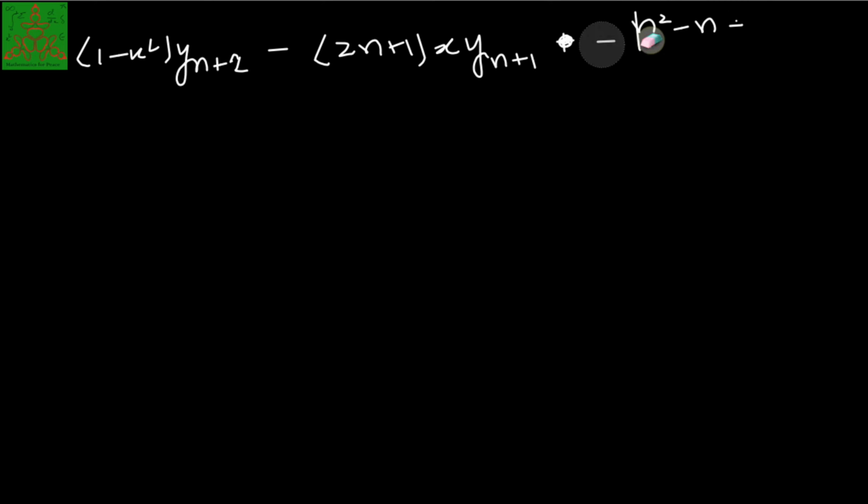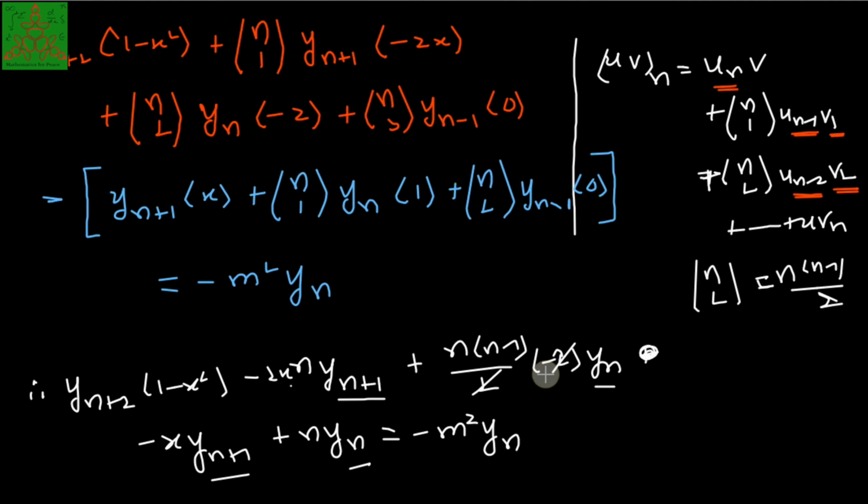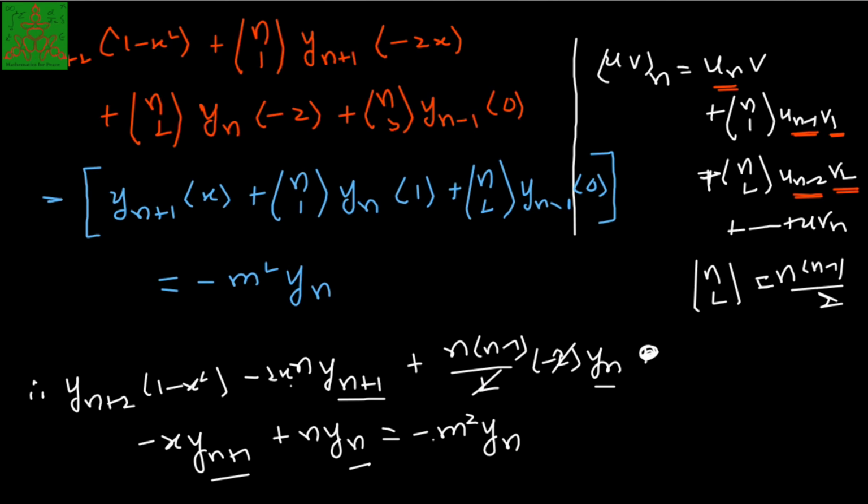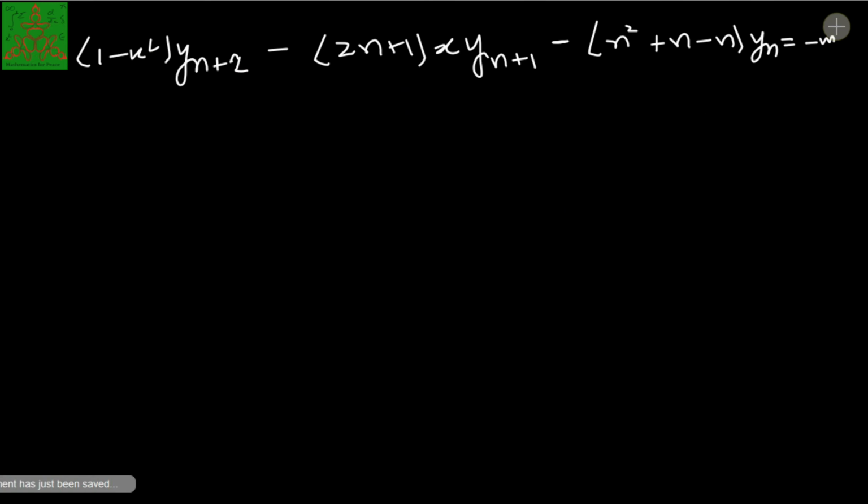So let me write down again. So this minus sign, if I take common, then it is n square, because if I take minus common out, n square, then it is plus n minus n yn. On the other side we have minus m square yn. This n gets cancelled.